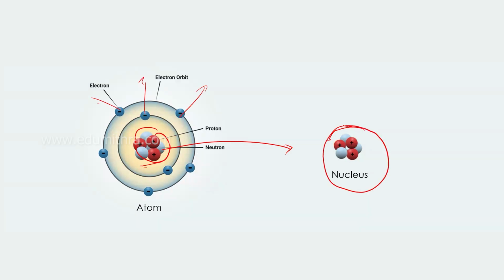Now here this is the carbon nucleus. That means it consists of how many positive, red means that is protons. So how many protons? 3 protons are there. How many neutrons are there? Yeah, it is 3.